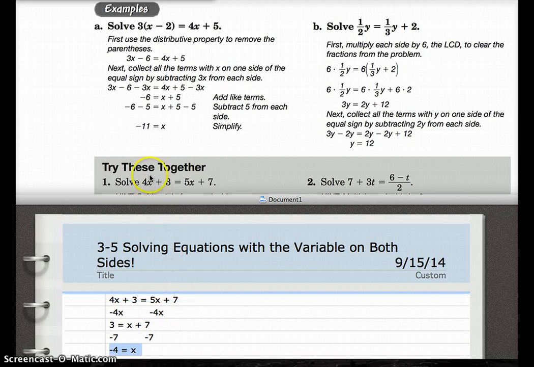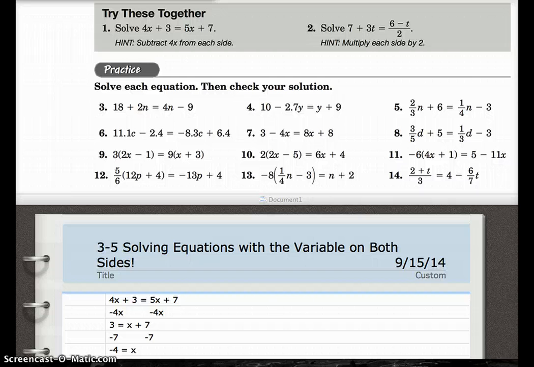Bonus points if you went back in and checked it. You can do 4 times negative 4 is negative 16, plus 3 is negative 13, and then 5 times negative 4 is negative 20, plus 7 is also negative 13. So that solution works.